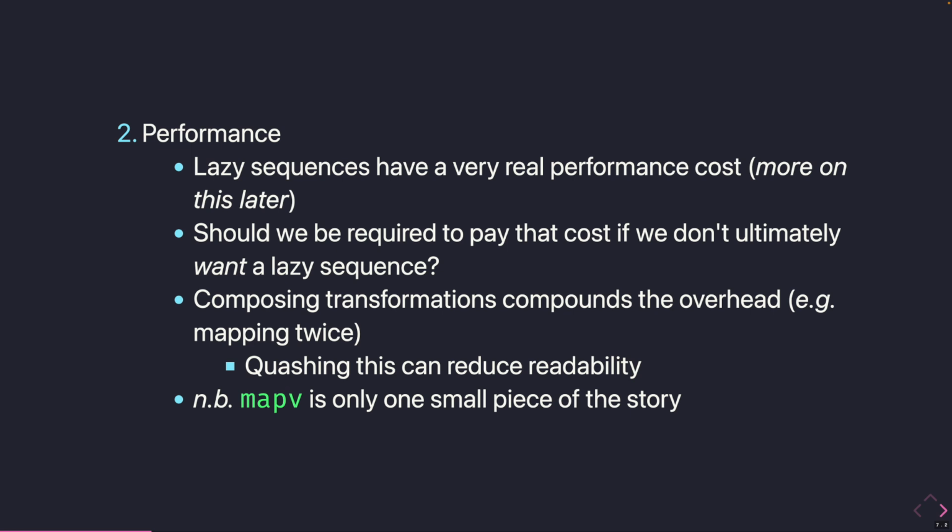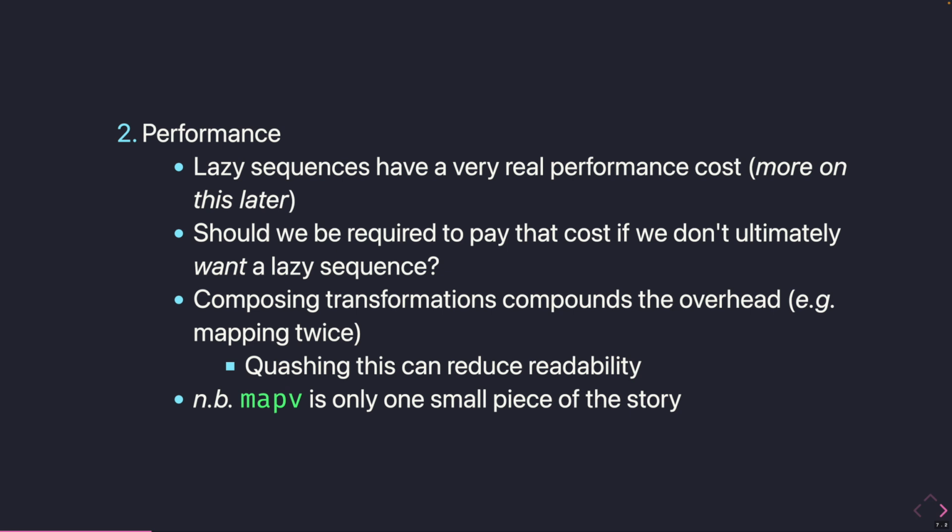Second, performance is a big question. The lazy sequences that are produced by all these functions we use every day, they're amazing. They actually have some really interesting and beautiful qualities, but they also have a very real performance cost. Should we have to pay that cost if what we're looking for isn't a lazy sequence? If we just have a small vector of a few elements, we want to transform it into a small vector of a few elements. Do we need to construct this lazy sequence under the hood?